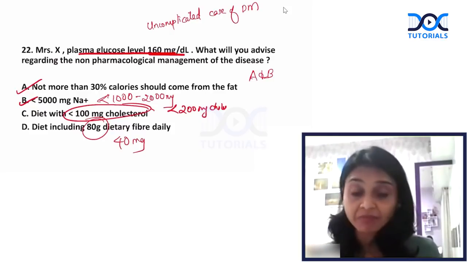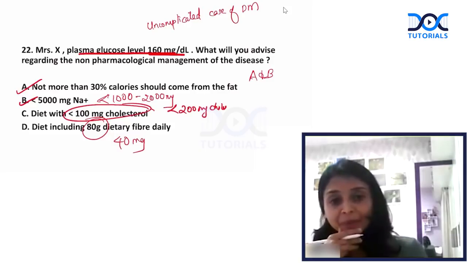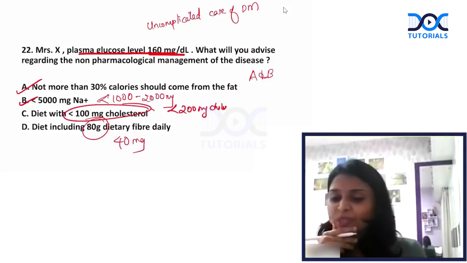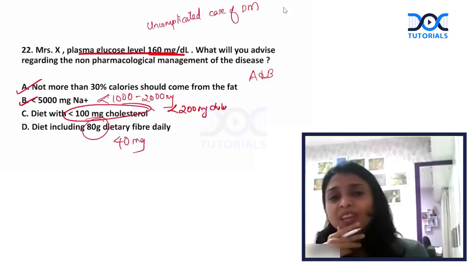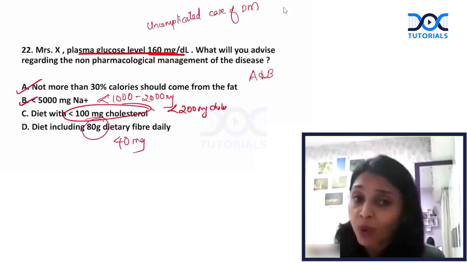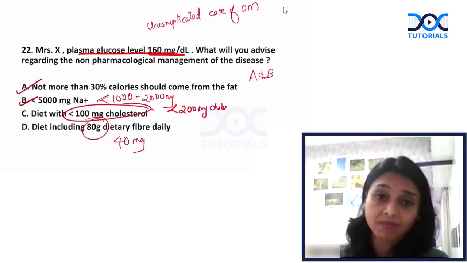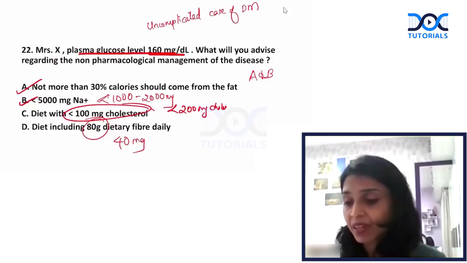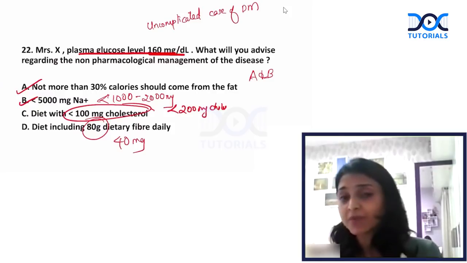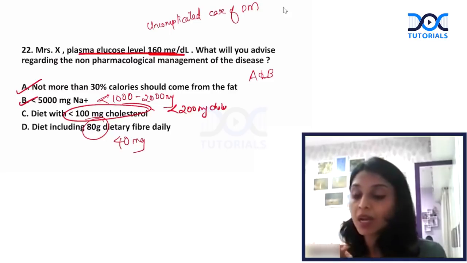Single best answer. That is among A and B. Then I would say B. Still both are given equal importance. If you ask me, I would say go for B. Okay, go for B. Because both are given with the same importance.